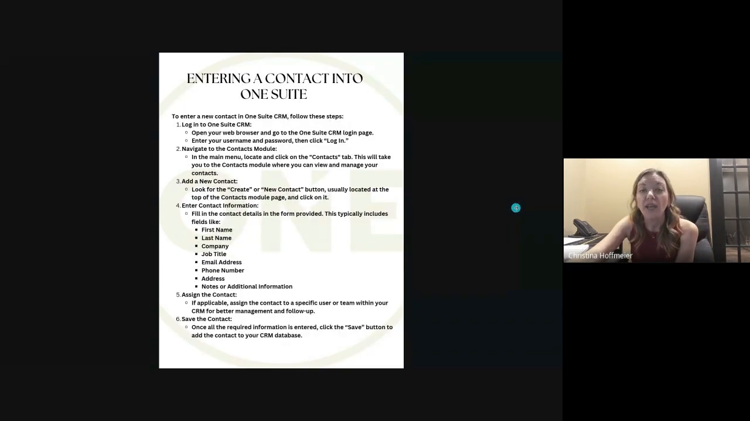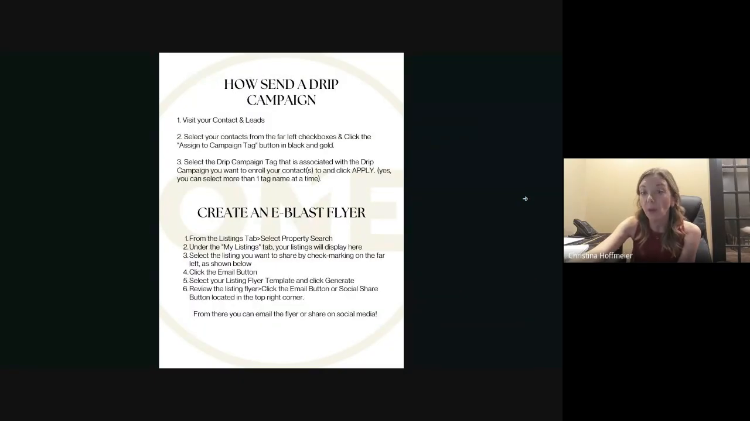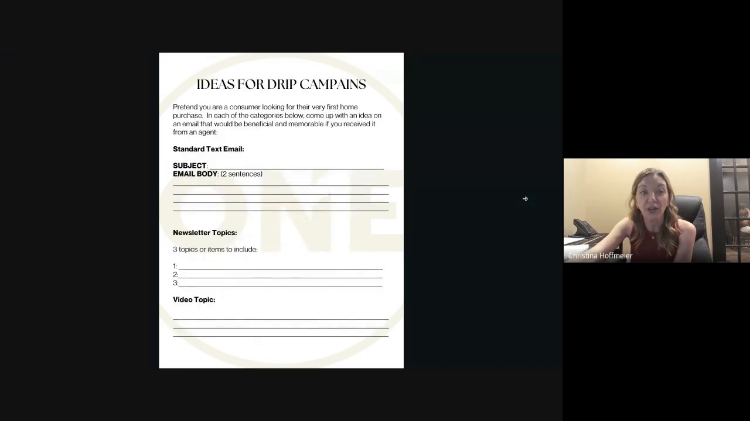All right, so here is some detailed step-by-steps of how to enter a new contact into OneSuite. And I'm not going to go through this. It's pretty easy to do, but if anybody has any problems, please reach out to your TC and let them know that you need additional help. There's also some help steps and videos on ROGU Agent as well. Here it's going to give you step-by-step on how to do a drip campaign or create an e-blast newsletter.